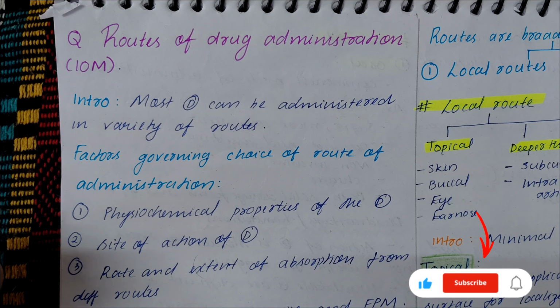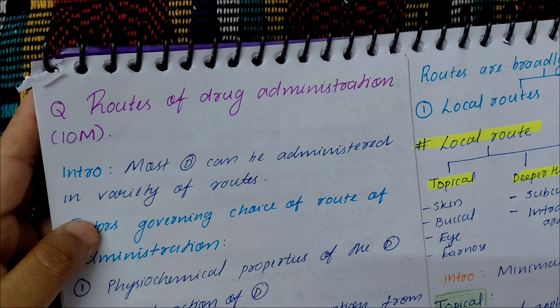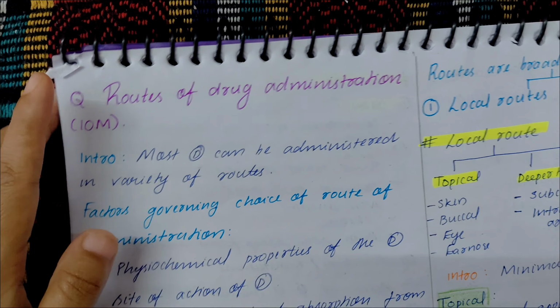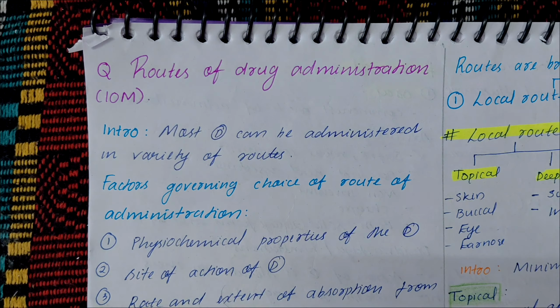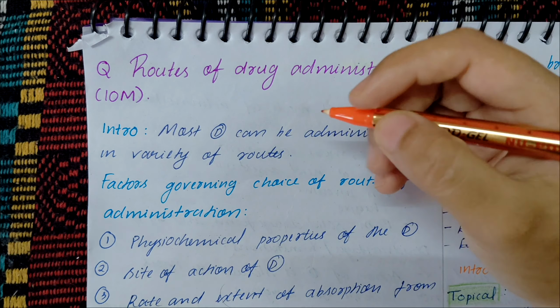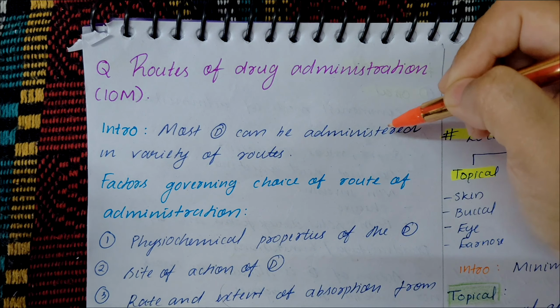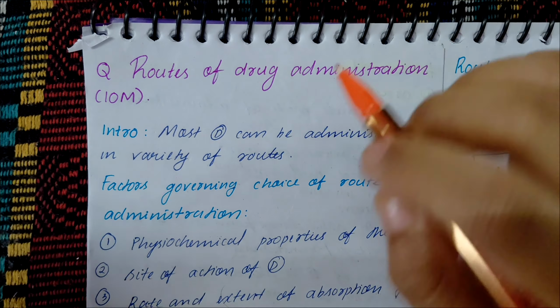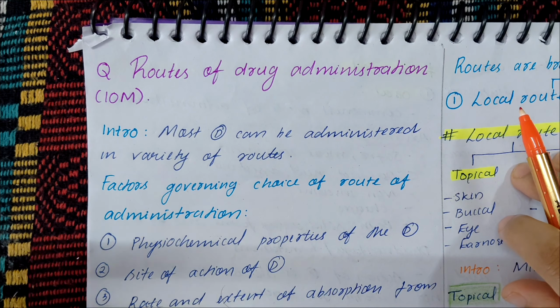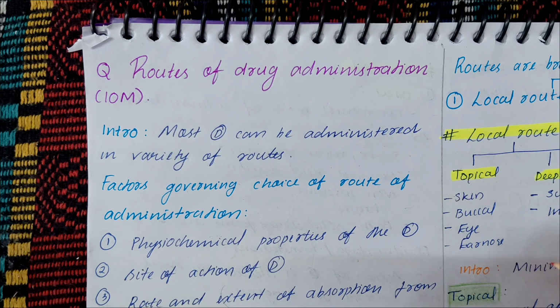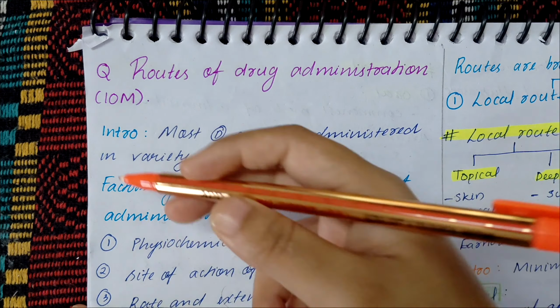So today we will be discussing one of the important long answer questions from general pharmacology, which is routes of drug administration. So what do you mean by routes of drug administration? Most drugs can be administered in a variety of routes. It's not like we can only administer one route in any one way. What is the most common kind of route of administration we see? It is oral administration, right? Okay, now we will discuss in more detail. This is just the intro part.